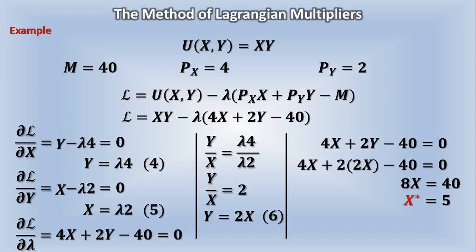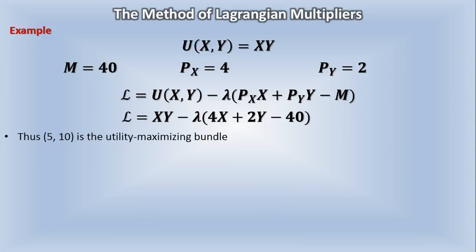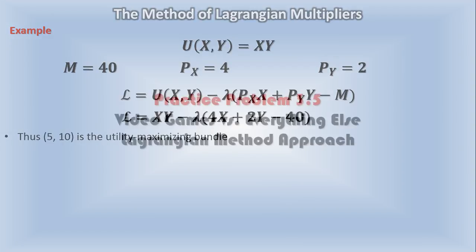And then you plug that into either of your two equations that have both your variables in there to solve for y. Y equals 2x, so y equals 2 times 5, which is equal to 10. I still have 2 minutes. All right, so 5, 10 is the utility maximizing bundle.